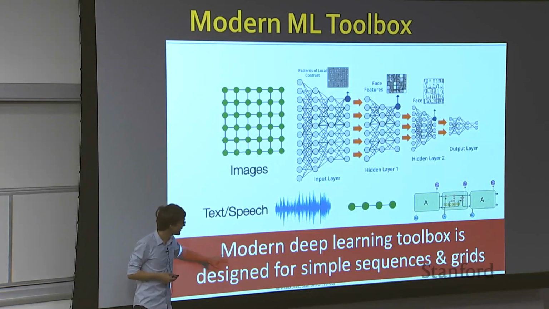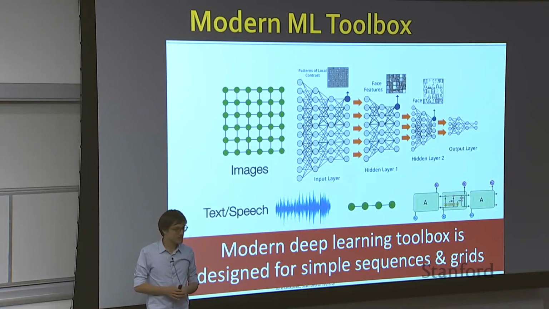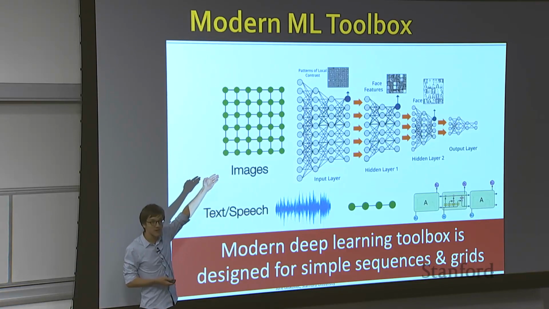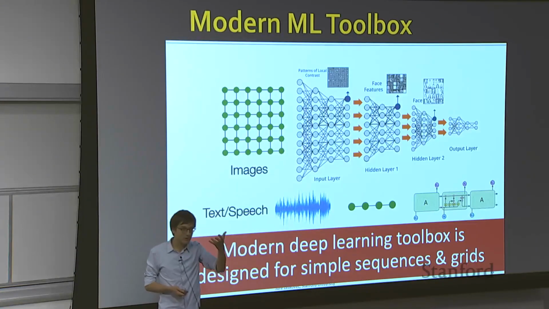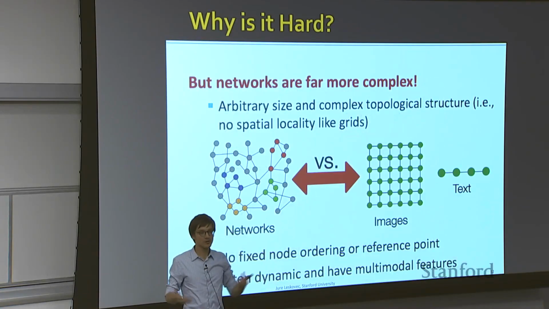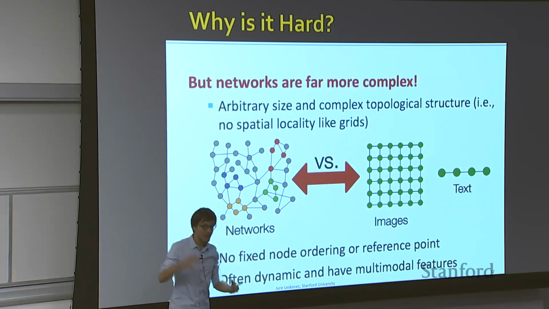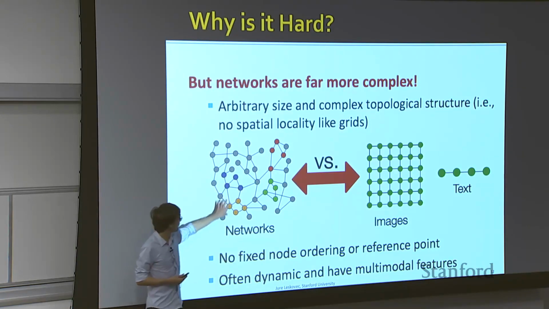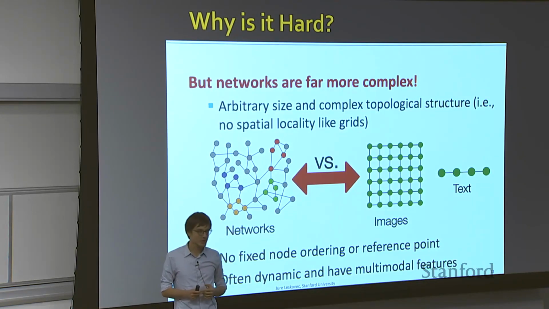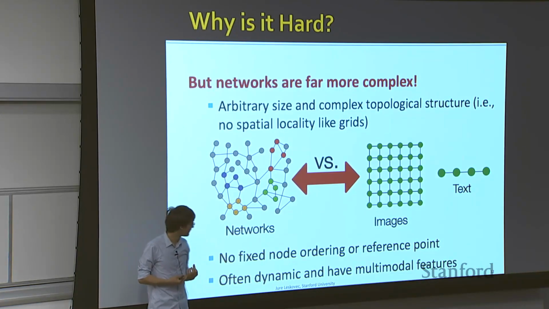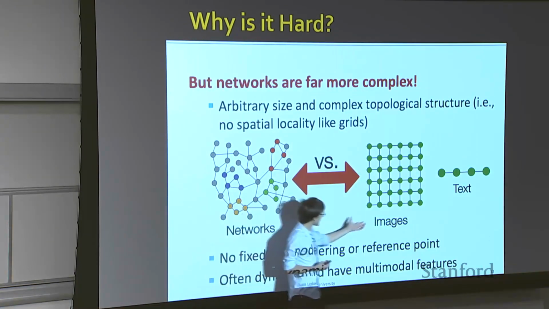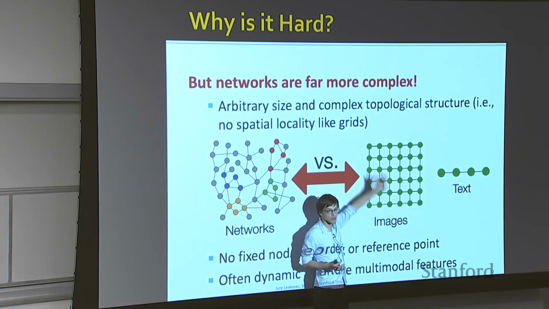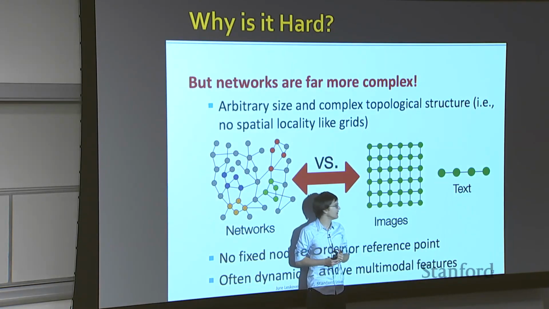So the claim is that the modern deep learning toolbox is designed for this kind of simple data types, sequences and fixed-size grids. But if you think about graphs, graphs are not fixed-size grids. They have arbitrary size, they can have a variable number of nodes, they have much more complex topological structure, and what is also important is that images have this nice two-dimensional structure, and it's clear what is top left and it's clear what is bottom right.